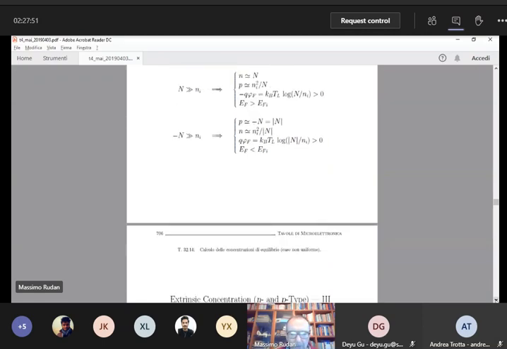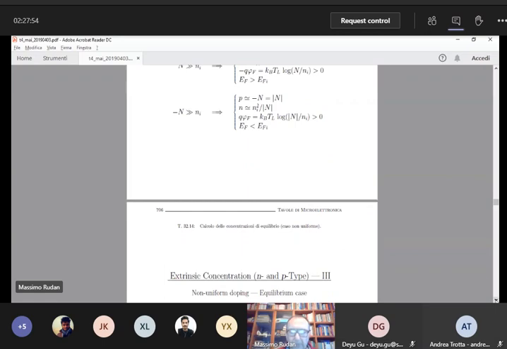So this concludes the analysis for the case in which the concentration of the dopants is uniform. This case is non-realistic. It is useful because it was easy to go through all calculations, okay, but it is non-realistic because in the standard processes of semiconductors, the dopant profile depends on position.